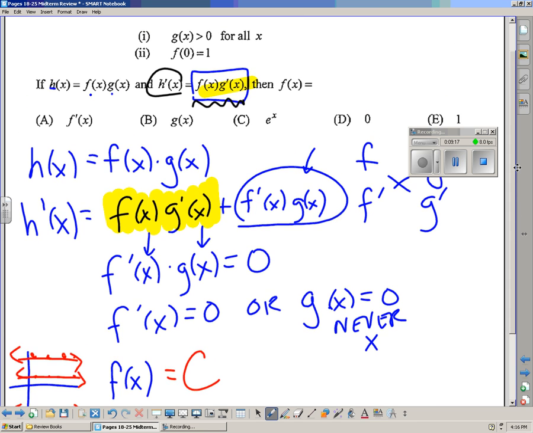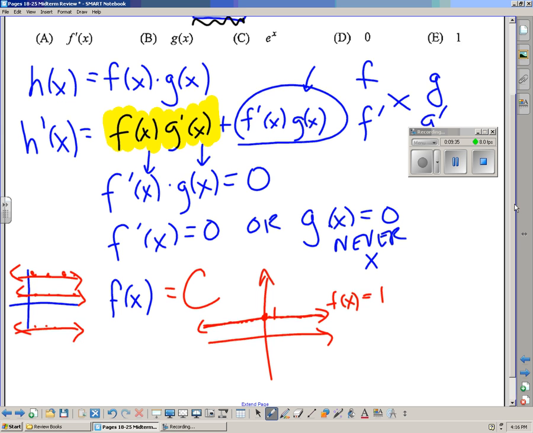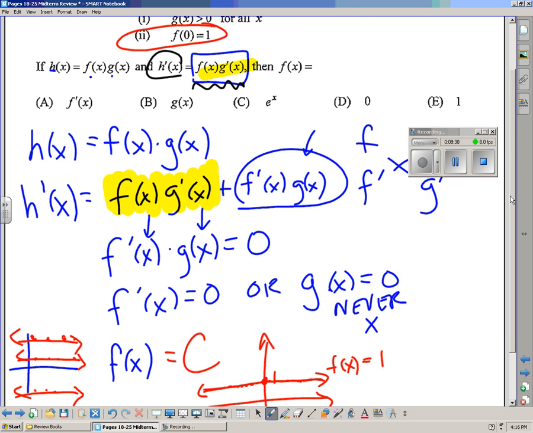Well, what constant is it? If f of 0 is 1, what that means is that if I look at the graph of this function, at 0 we're going to be at height 1. Well, since it's a constant function, that means everywhere else the height shall be 1. So we're really talking about the graph of f of x equals plain old 1, which is choice E.